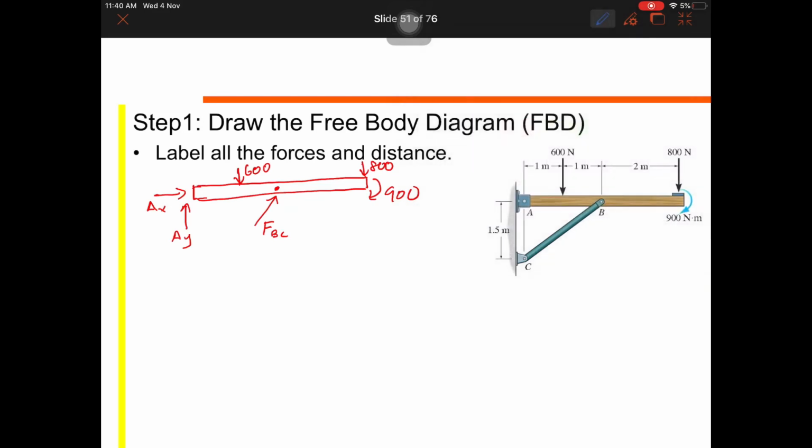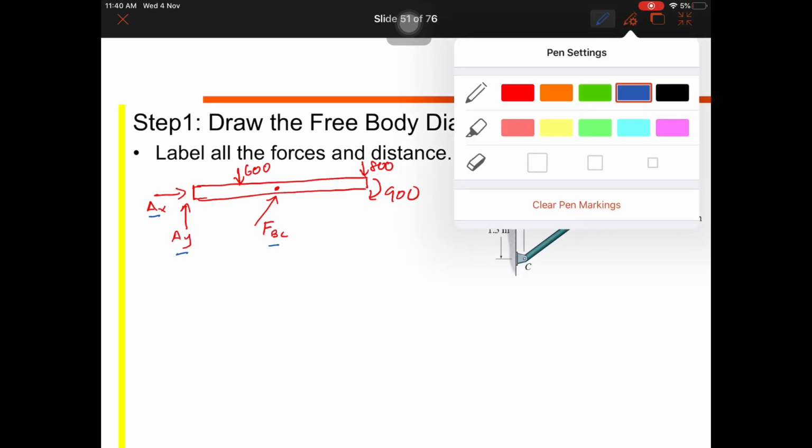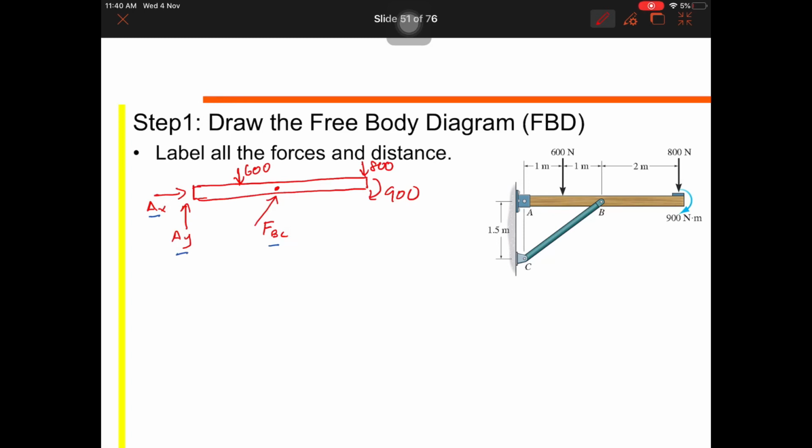So we have 3 forces, AX, AY, and FBC. So we can solve it using equations of equilibrium. For equilibrium, summation of Fx is equal to 0, summation of Fy is equal to 0, and moment at A is equal to 0. So I suggest you start with moment first, because basically there is only one unknown. We start with moment at A. So moment at A is equal to 0.